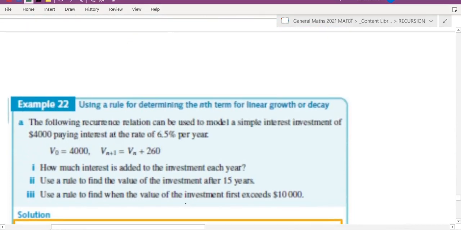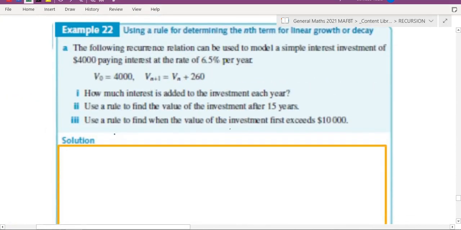All right, let's look at this example. The following recurrence relation can be used to model a simple interest. Again, it's going to be linear. Simple interest investment of $4,000. Okay, another keyword there. Paying at a rate of 6.5% per year. All right, keywords there to look out for. It's going to be simple interest. Your starting term is 4,000 and it's 6.5% of that amount.